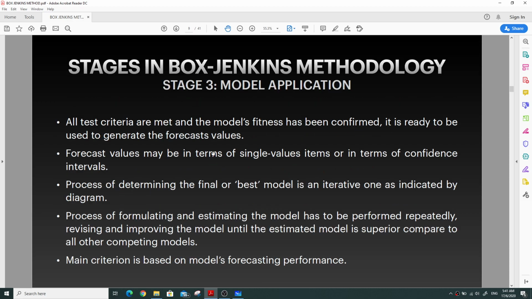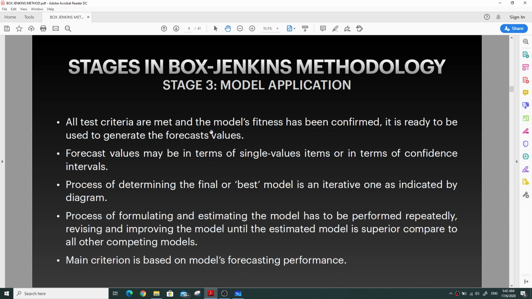Next, the last stage of the Box-Jenkins method is model application. After we confirm the model already fulfills the statistical tests that need to be performed, we are ready to use it to forecast whatever you need. This forecast value can be a single point forecast, or you may also produce confidence intervals, depending on the nature or needs of your forecast. Sometimes we give both, a single value and also the confidence intervals.